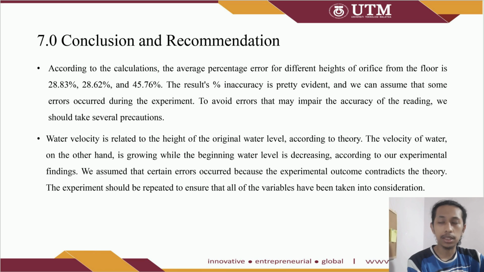The conclusion and recommendation: according to the calculations, the average error for different heights of orifice from the floor is 28.83% and 28.62%, and the last one is 45.76%. The results of the percentage inaccuracy are pretty evident, and we can assume that some errors occurred during the experiment. To avoid these errors that may affect the accuracy of the readings, we should take several precautions. Also, water velocity is related to the height of the original water level, and according to the theory, the velocity of water grows while the beginning water level is decreasing.